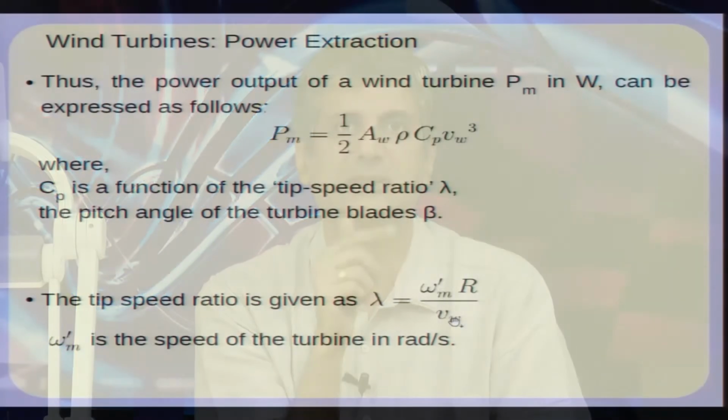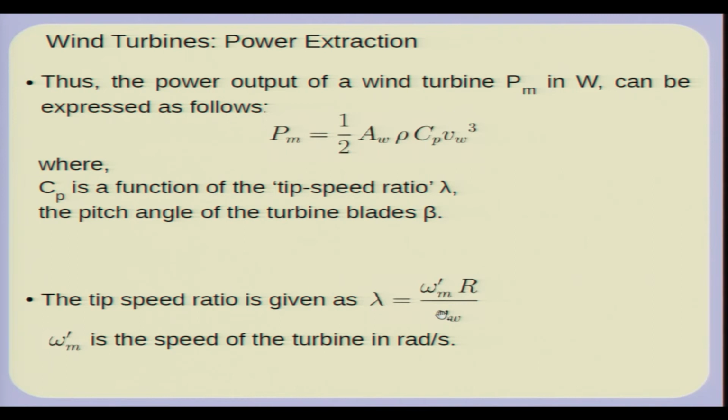So, Cp is not only a function of the tip speed, but it also depends on how you rotate the blade on its longitudinal axis, and the amount you rotate it can in fact change the Cp value. So, the Cp value is dependent on these two things: the tip speed ratio, lambda, which is a ratio of the turbine speed and the wind speed, and beta.